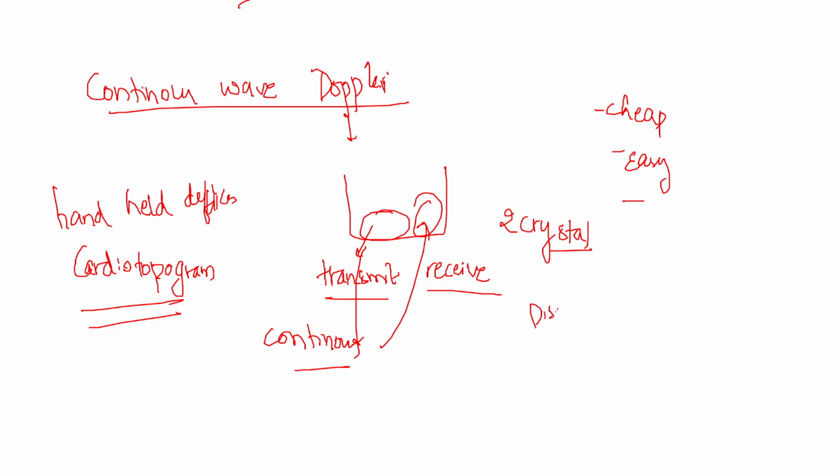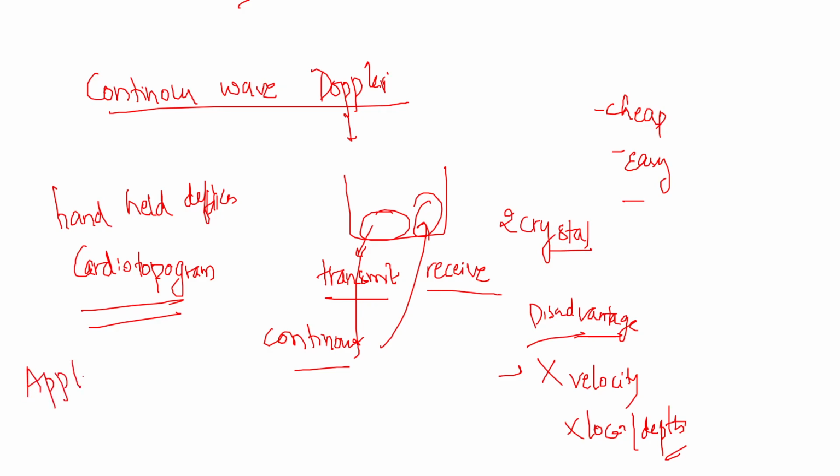But the disadvantage is that it insonates all vessels in the path of the beam. So we cannot pinpoint the vessel, as it will insonate all the vessels. We cannot measure the location or depth of where we are focusing. All of these are not possible in continuous wave Doppler. But the main application of continuous wave Doppler is to find the fetal heartbeat.